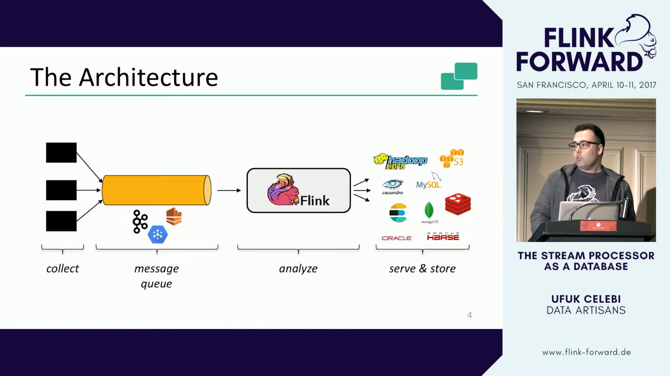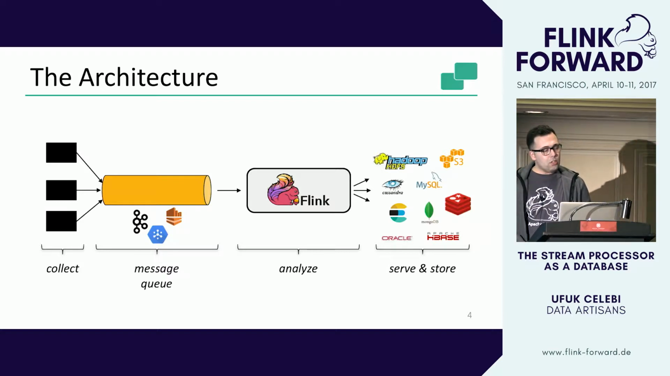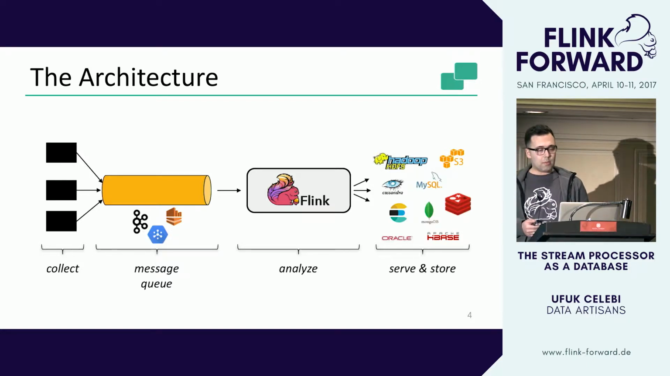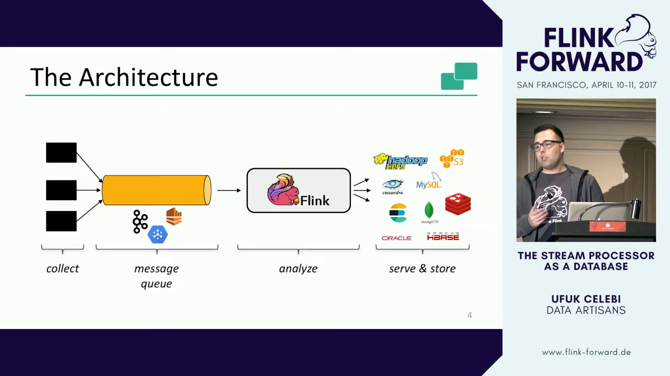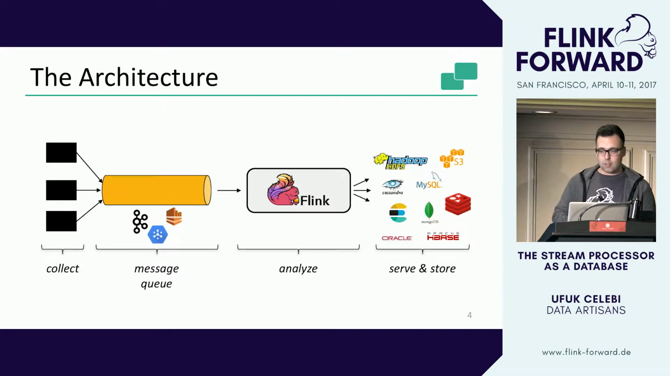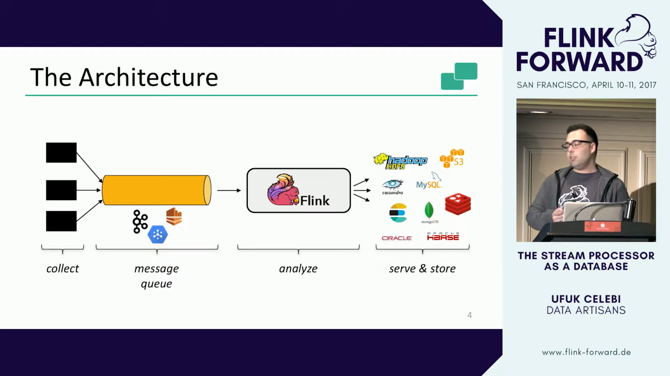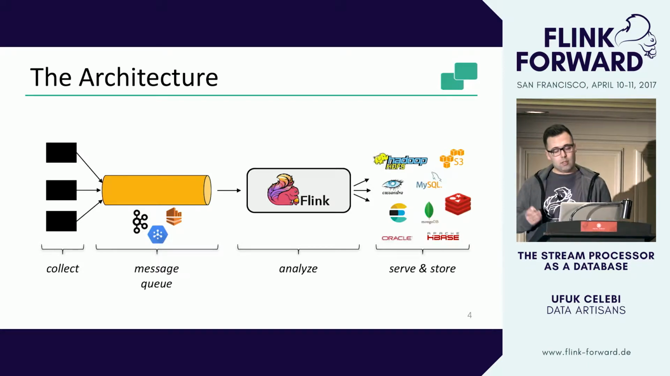And how you usually do this is you somehow collect the events, feed them into a message queue. This could be anything like Kafka, Dataflow, PubSub, or Kinesis. And as soon as you have the data in the message queue, you can use your stream processor to analyze this. And because this is Flink Forward, we use Flink for this, of course. And in the end, if you want to actually present this data somewhere, you want to serve it in the dashboard, you need to put it somewhere else.